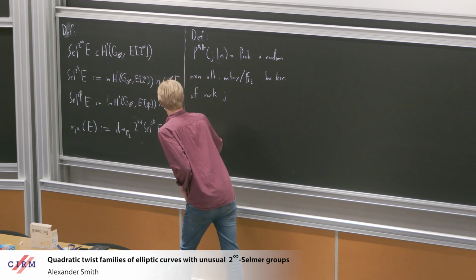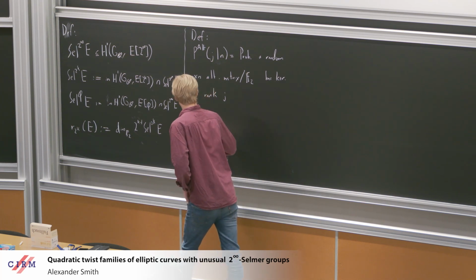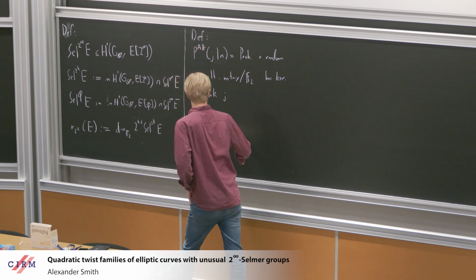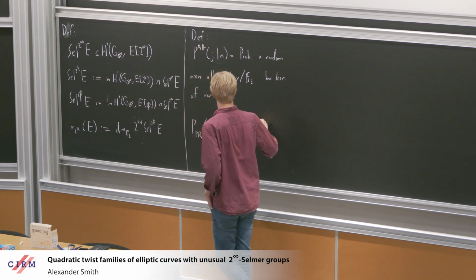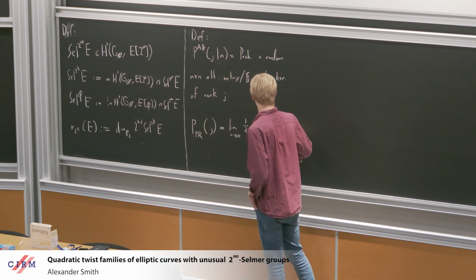And I'm also going to use a certain limit of this, which I'm going to denote by P_PR, for Poonen-Rains. And P_PR of j is going to be the limit as n goes to infinity of 1/2 times P_alt of j given 2n plus j.